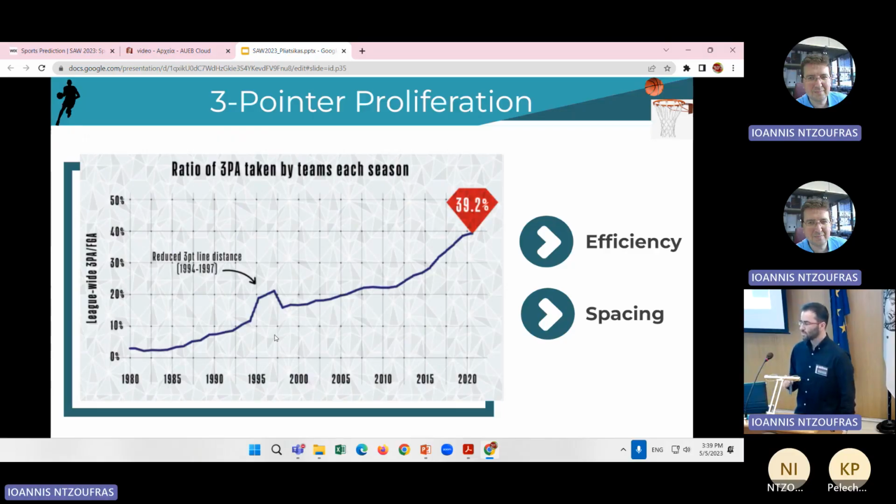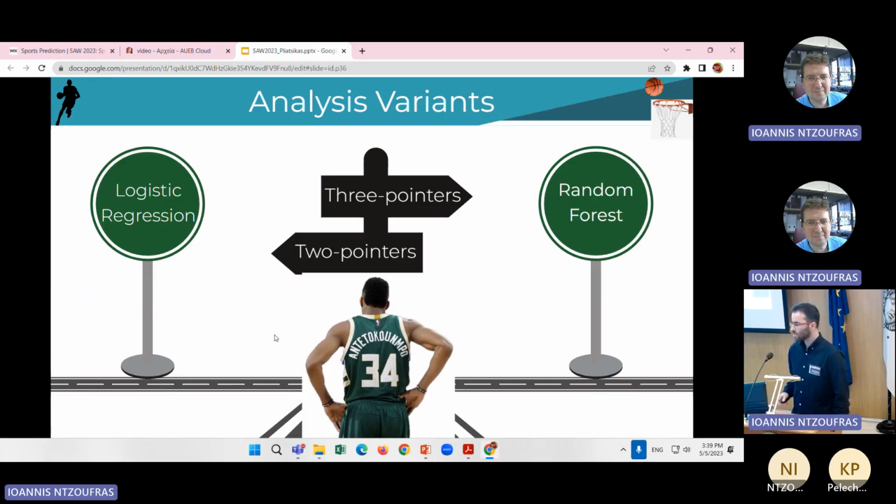In this plot, we see that the number of 3-point shot attempts has increased every year for the past decade. The reason for this lies in its efficiency, as teams have realized that by shooting more threes they could score more points, and in the spacing created on the floor. Based on the foregoing, we decided to apply the same methodology we previously discussed for predicting shot success of 2-point and 3-point shots separately. After comparing our results, we noticed that the best method to predict shot success of 2-point shots was logistic regression, and for 3-point shots, it was random forest.